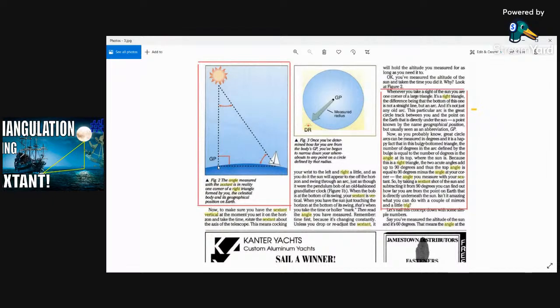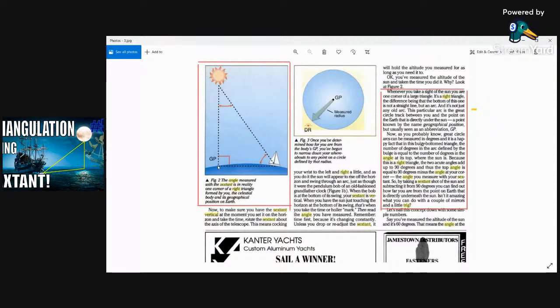When using the sextant, we are not making tangents to a globe, to a curved surface. There's no tangents going on here. Because if we were, the GP point would not be 90 degrees to the sun. We will not be directly looking at the GP point. And that's what the sextant relies on.